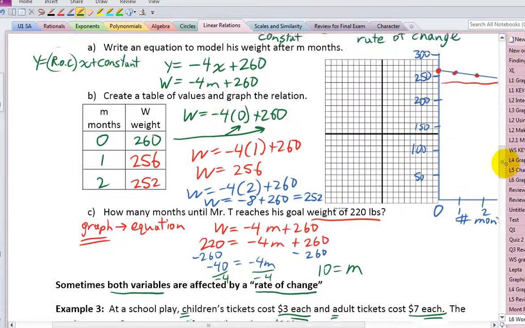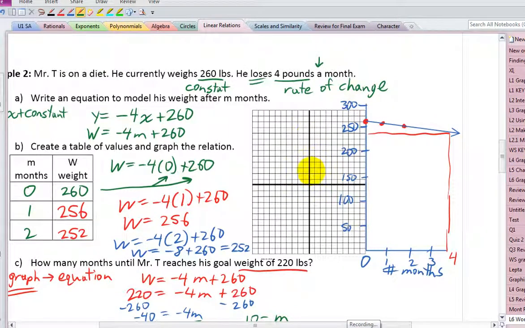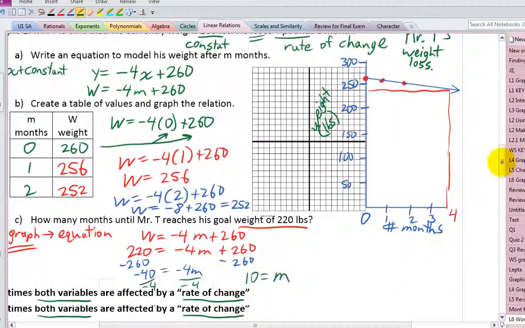Hold on for a sec. Let's go back up. I didn't finish this graph off. This would be his weight. The units would be pounds, LBS is the short abbreviation. And this would be Mr. T's weight loss. Okay, there's your title. So title, units, label with units if appropriate, months you don't need.